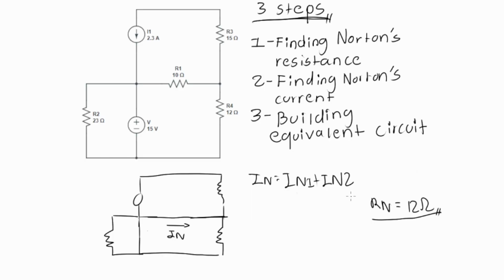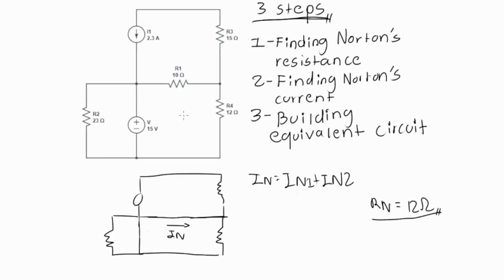Norton's current 1 will be equal to the current that we obtain when just the current source is active, while the Norton's current 2 will be equal to the Norton's current we get when the voltage source is active. And why am I adding them? Why not just a subtraction? What's the science behind this, the reason behind the addition?